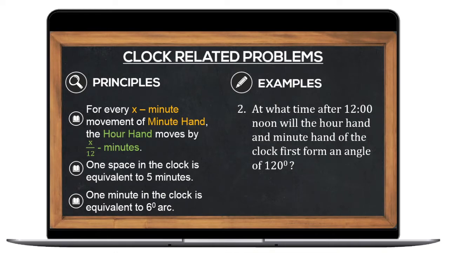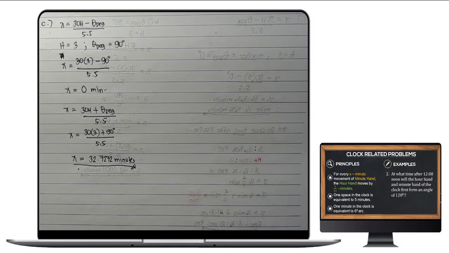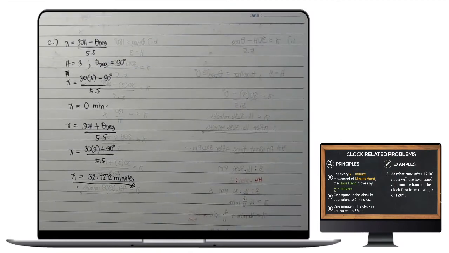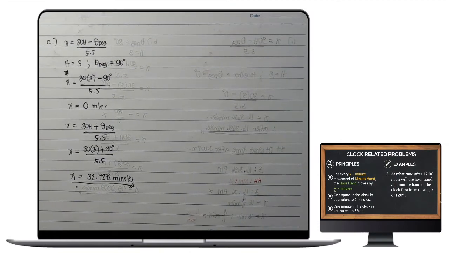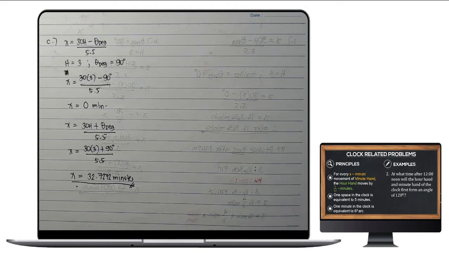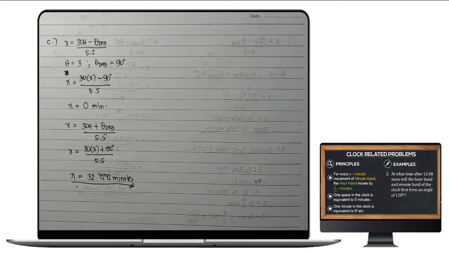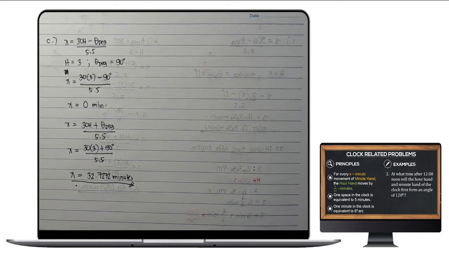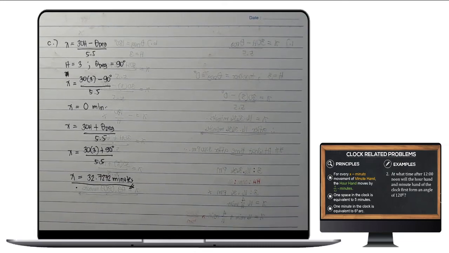So, second problem pa lang tayo. For problem number 2, at what time after 12 noon will the hour hand and the minute hand of the clock first form an angle of 120 degrees? So, kagaya lang yan ng ating mga sinolve kanina. So, pabaliktad naman. Ang ibinigay na sa atin, hindi na special case, specific angle na. And since we derived the general formula for those things, madali lang.